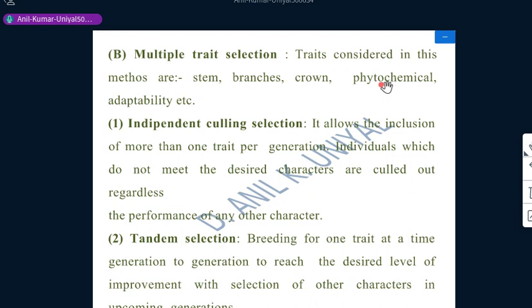Upgrading for one trait at a time: suppose we have got only the one character of stem height in F1, then in the next generation that F1 will be crossed with a tree that has the other character. Then in F2 we will have both characters, then in F3 we will go for another character. F2 will be crossed with a tree having wide angle branching, then crown, then adaptability. These characters are added in the upcoming generations. This is tandem selection.